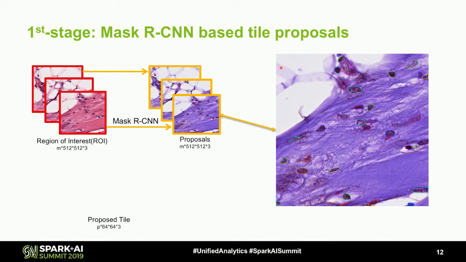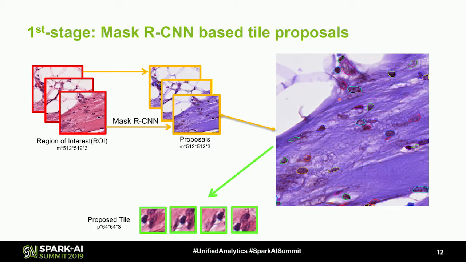So this slide just recaps the data pipeline in the first stage. The input will be the ROI image with 512 by 512, and we run the Mask R-CNN model on the image to detect the nuclei, and then generate the mitosis candidates for the second classification model.